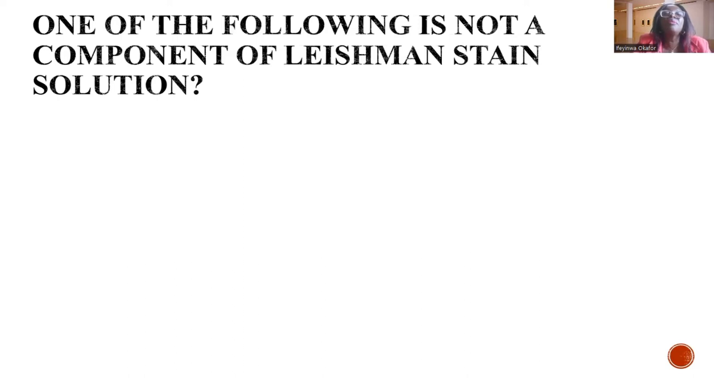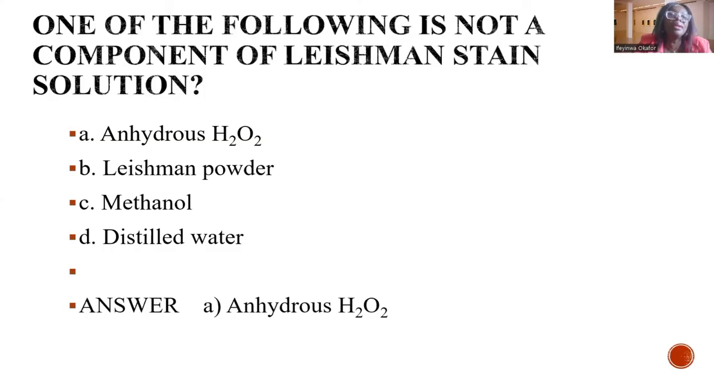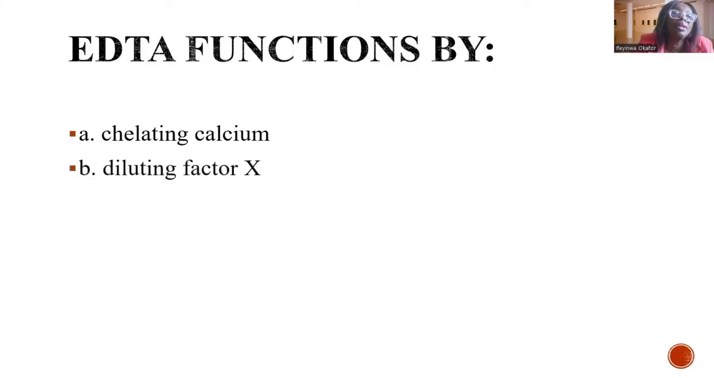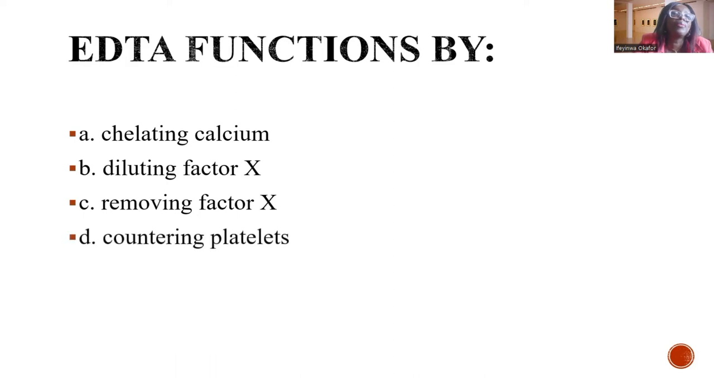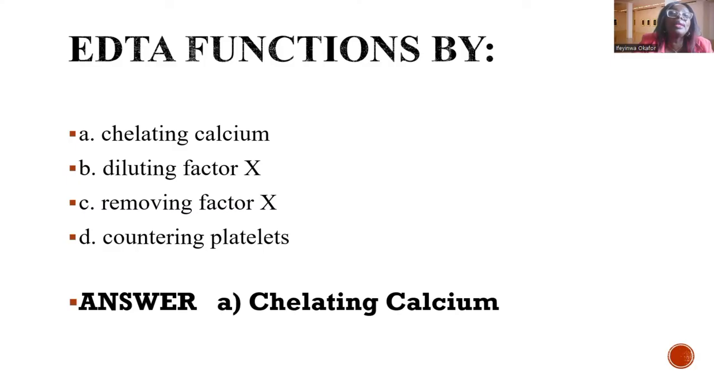Which of the following is not a component of Leishman's stain solution? We have anhydrous hydrogen peroxide, we have Leishman powder, methanol, distilled water. Answer is A, anhydrous hydrogen peroxide. EDTA functions by: chelating calcium, diluting factor X, removing factor X, capturing platelets. Answer A, chelating calcium.